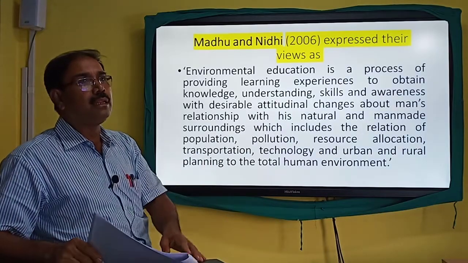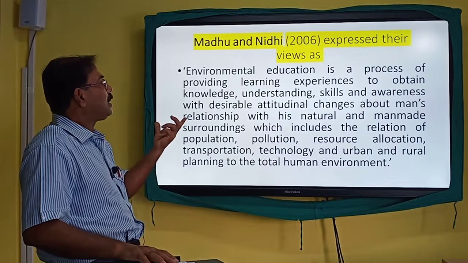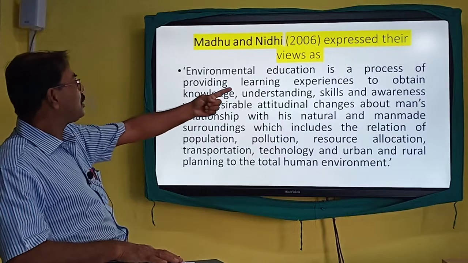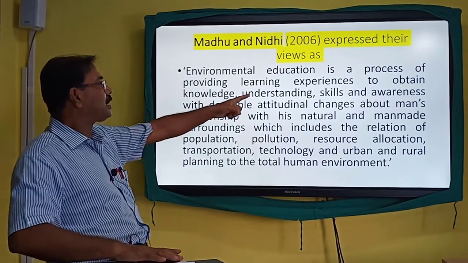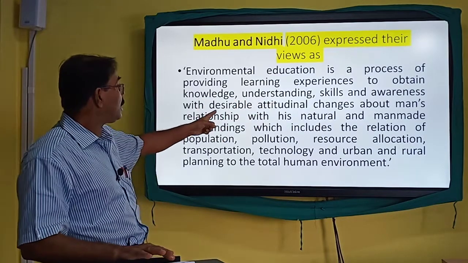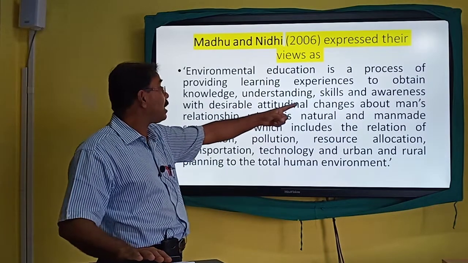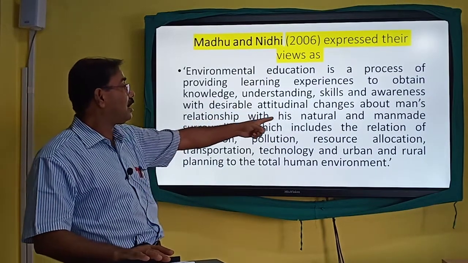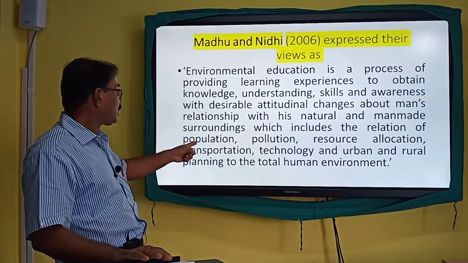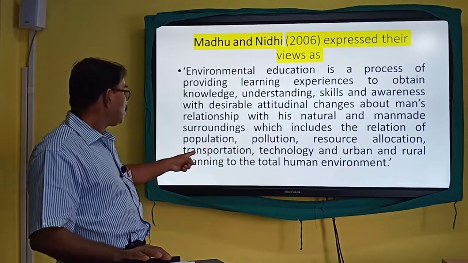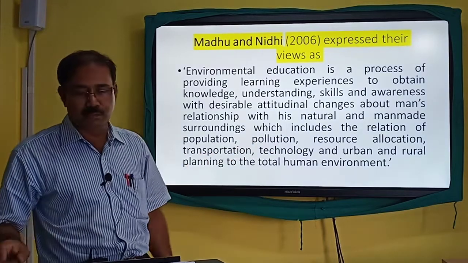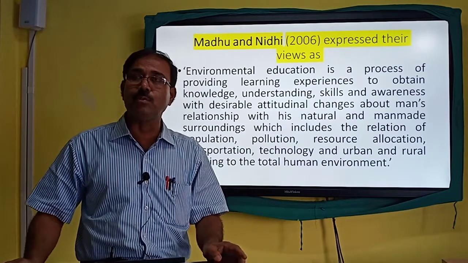Madhu and Nidhi did research on environmental education, and after their research, you see, this is the most important finding. Environmental education is a process of providing learning experiences to obtain knowledge, understanding, skills and awareness with desirable attitudinal senses about man's relationship with his natural and man-made surroundings, which includes the relation of population, pollution, resource allocation, transportation, technology and urban and rural planning to the total human environment. Friends, this is so much important.